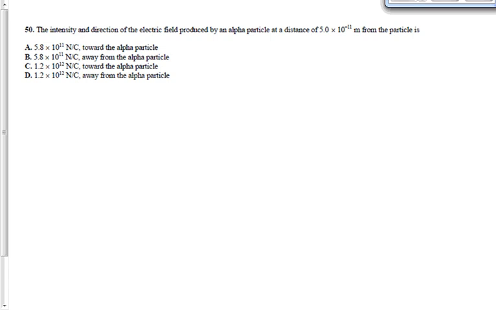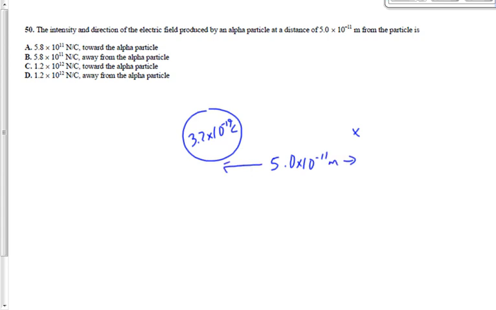Okay, let's take a peek at this one. The intensity and direction of the electric field produced by an alpha particle at a distance of 5.0 times 10 to the minus 11 is what? Here's the alpha particle. The alpha particle has a charge of 3.2 times 10 to the minus 19. That's on our data sheet, right? It says 2 times the elementary charge. I want to find the field strength right there. Clearly, the alpha particle is a producer, so let's use the producer equation, kq over r squared.